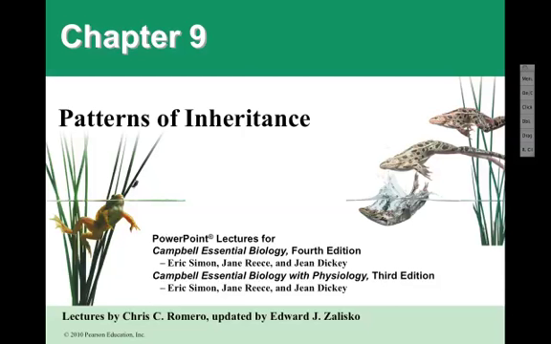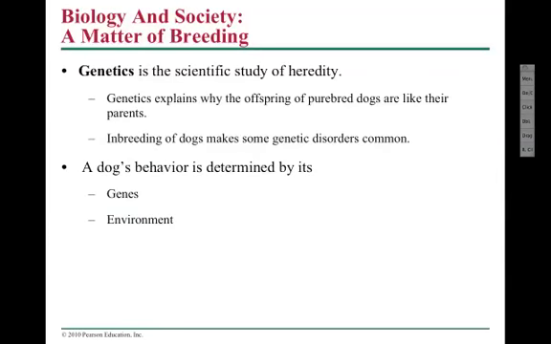So we're going to be talking about patterns of inheritance. How do genes and chromosomes pass down their information from parent to child? So genetics, that's basically what we're looking at now, is looking at heredity. How is information passed down from mom and dad to child?